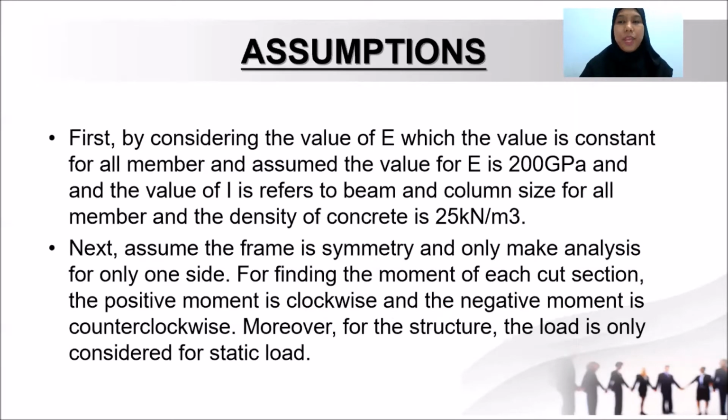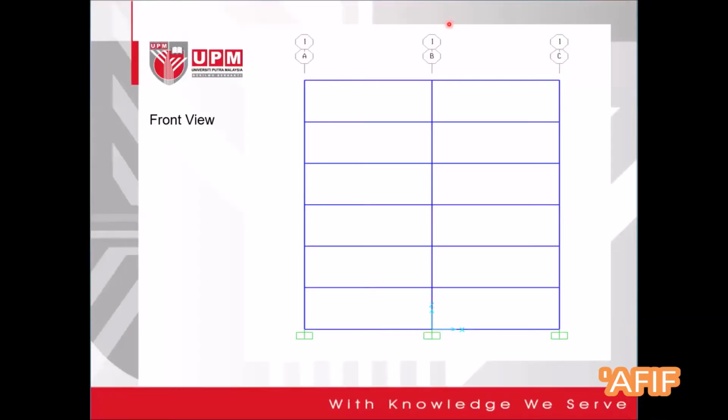For the frame, we assume it is symmetrical. In the symmetric condition, we only calculate one side. For the other side, we use the same values, but the rotations have different signs. For finding the moment of each cut section, the positive moment is clockwise and the negative moment is counterclockwise. Moreover, for the structure, the load is only considered as static loading. So next, we are going to make a calculation about the frame.